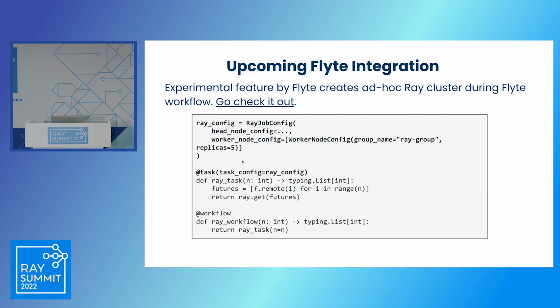What is this? Oh yeah. This is a little out of order, but this is the Flyte stuff. I think I added this last minute, but it's an upcoming Flyte integration. You can add a Ray job config and schedule it, and this will run a Flyte workflow for you. During this workflow, it actually creates an ephemeral Ray cluster and tears it down at the end.